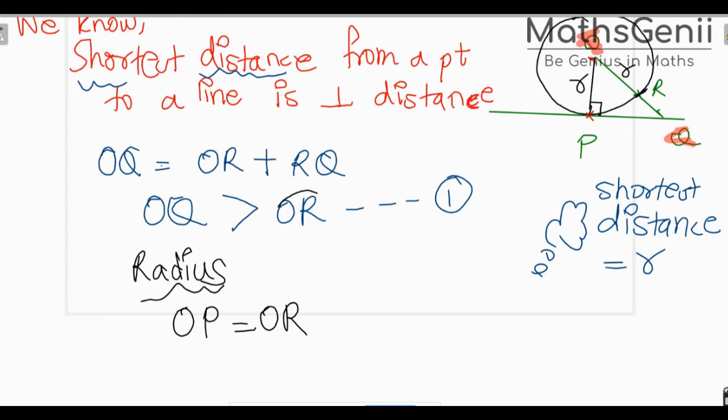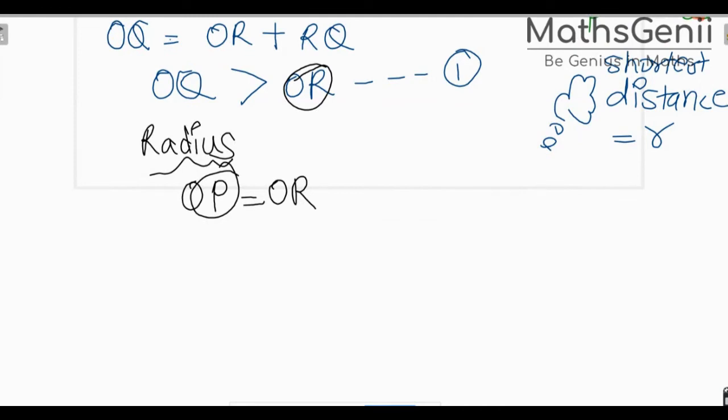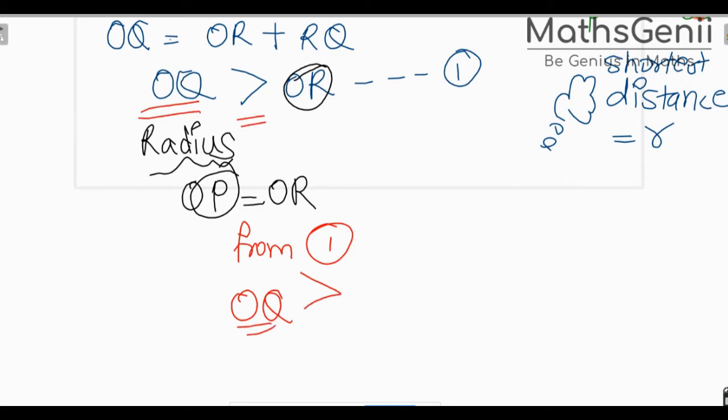So in place of OR, can I write OP? OQ as it is, greater sign as it is. In place of OR, what am I writing? OP.